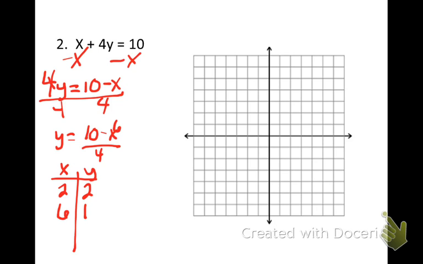Okay, maybe I want to subtract 4 from 2 to see what that would be. That would be a negative 2. What happens if I put a negative 2 in here? When I put a negative 2, it becomes plus positive. That gives me 12. 12 divided by 4 would be 3. So 2, 2, 6, 1, and negative 2, 3.